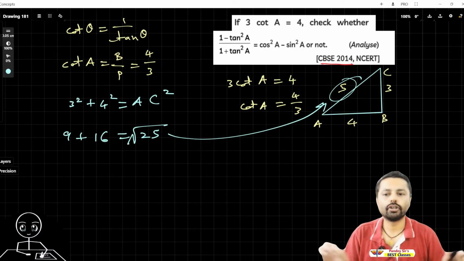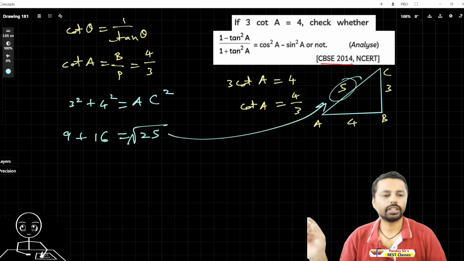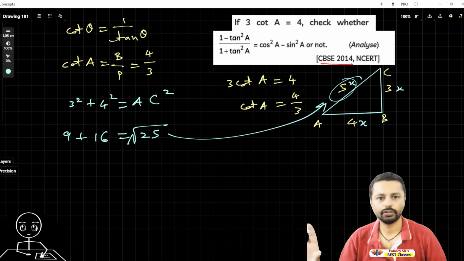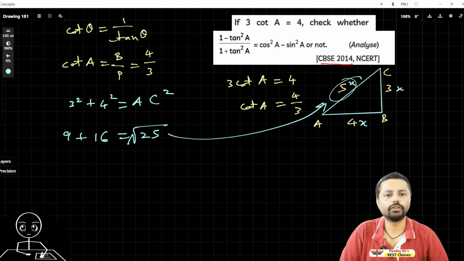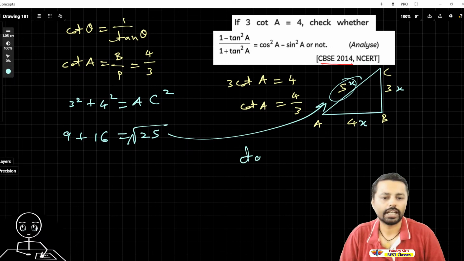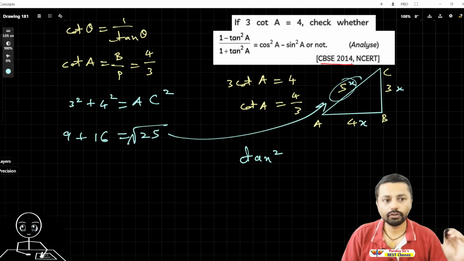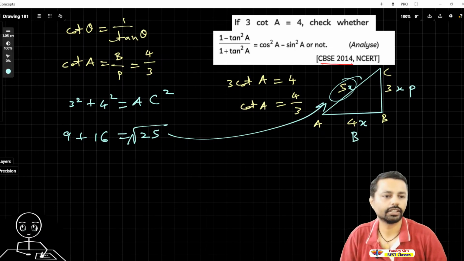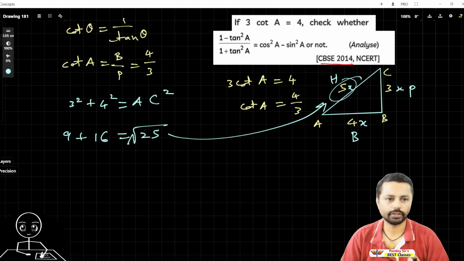Okay, now we got all the values. You should actually write x, 4x, 3x, 5x. Now we can find what tan square is. But before that, we need to find the values of P, B, and H. H means hypotenuse. So this is P, perpendicular, this is B, base, and this is H. Now let's find all the values one by one.